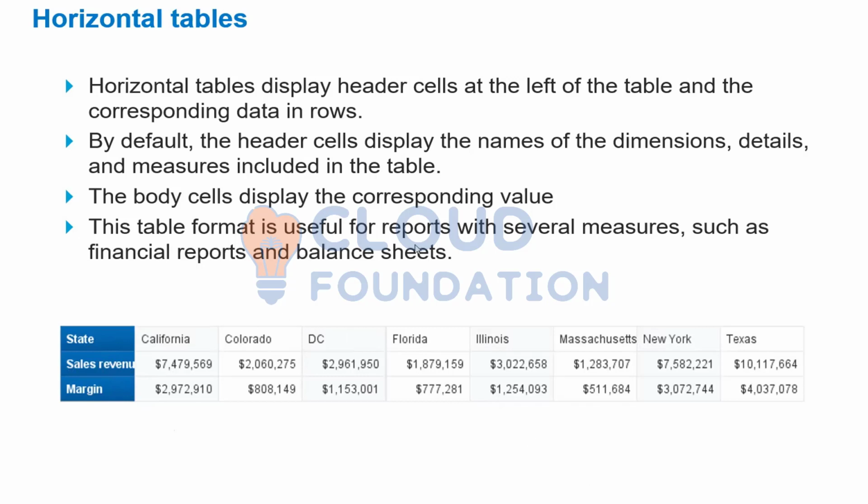So this table format is useful for reports with several measures. When we have more measures to display, then it is useful. For example, financial reports and balance sheets. The financial reports and balance sheets contain so many key figures. So in those scenarios, horizontal tables are suitable.